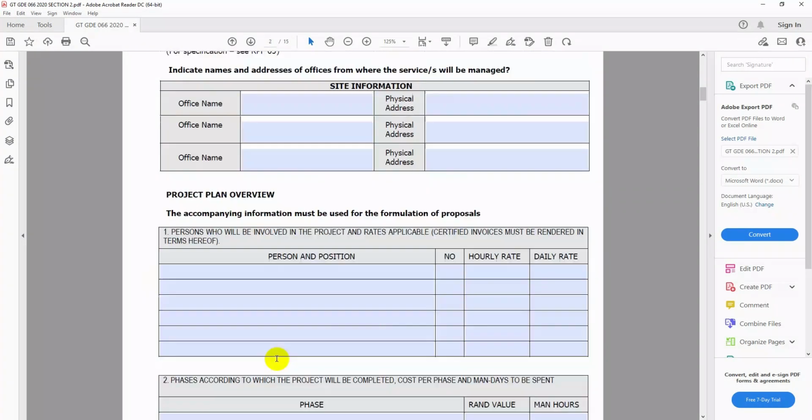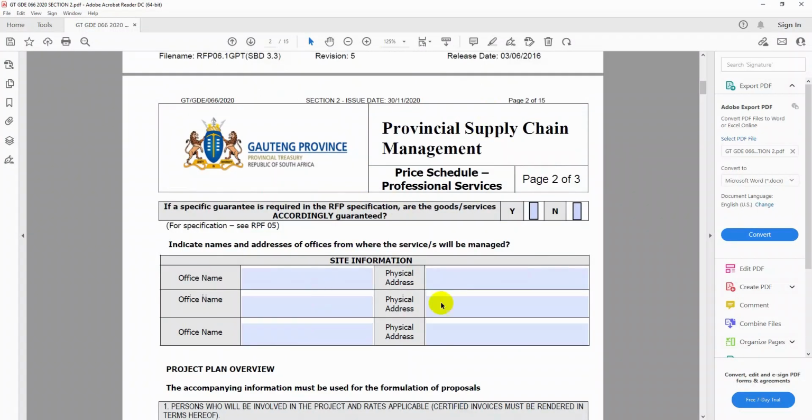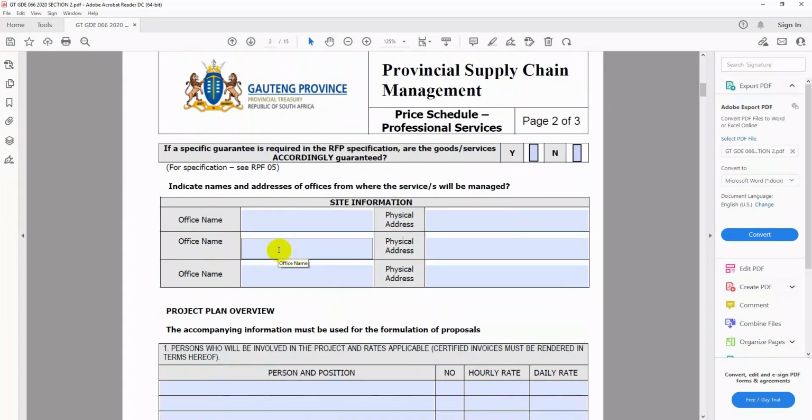And then now let's go back to this page. Yeah, it's page 2 of 15. Now here on page 2 to 15, take note of that pricing schedule, the equipments that they gave you and their prices. So here is a specific guarantee. If a specific guarantee is required, are the goods or services accordingly guaranteed? So if they told you that these goods or services must be guaranteed, obviously they need to be guaranteed. What is it that cannot make them guaranteed? So it's a service that is guaranteed.